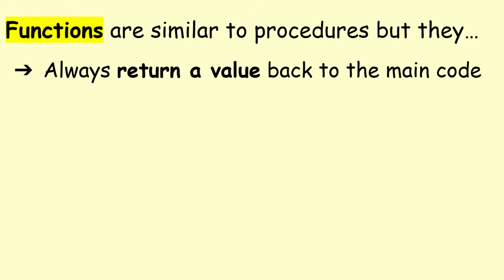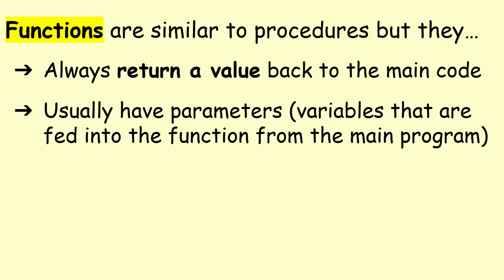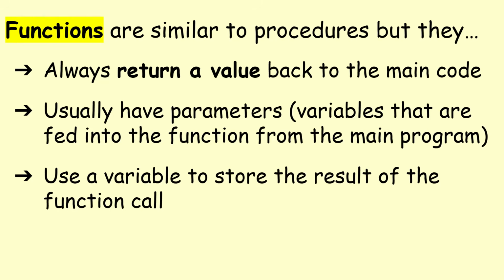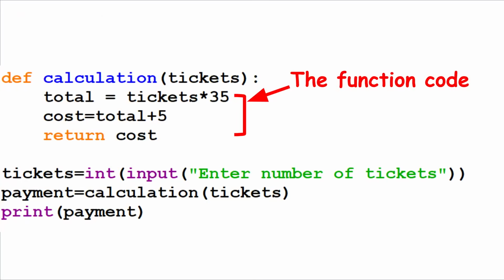Functions are similar to procedures, but they always return a value back to the main code. So if you see a function question and it hasn't got the word return in it yet, that's something you're going to be having to add. And if you see a bit of code and it's got the word return in it, you know straight away it's a function. They usually have parameters, variables that are fed into them, as we just mentioned, and they use a variable to store the result of the function call. So when we go to call a function, we have to actually make a variable first so that whatever's coming out of it, whatever's being returned, has somewhere to be stored.